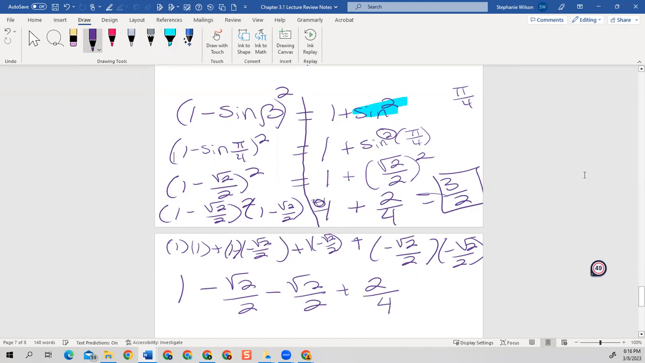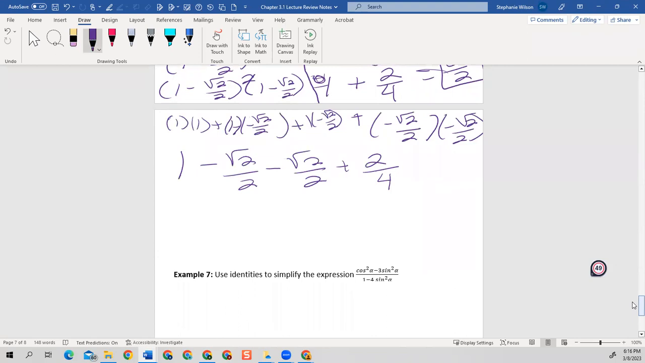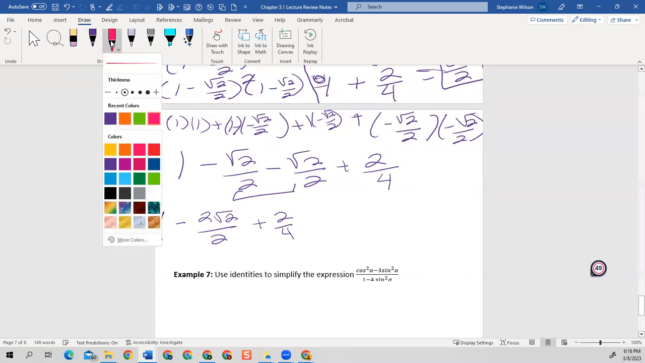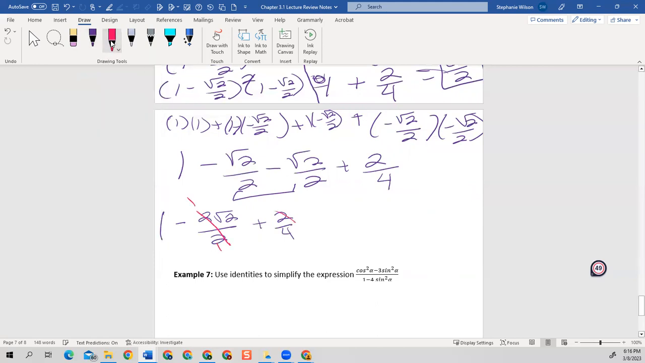So now I have 1 minus, and I have the negative square root of 2 halves minus square root of negative 2 halves. So I got negative 2 square root of 2 over 2 plus the 2/4. And I'm going to say, oh, okay. So the 2's reduce. 2 goes into 2 once, 2 goes into 4 twice. So now what I have is 1 minus square root of 2 plus 1/2.